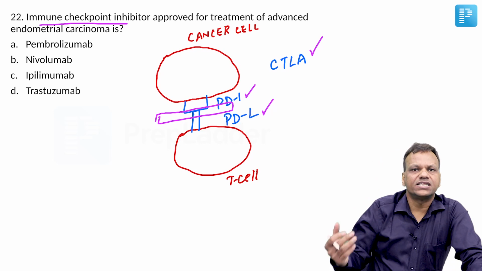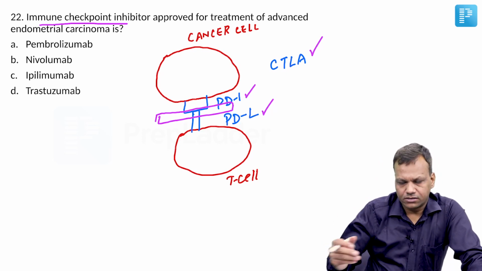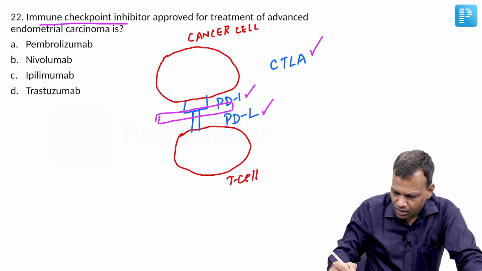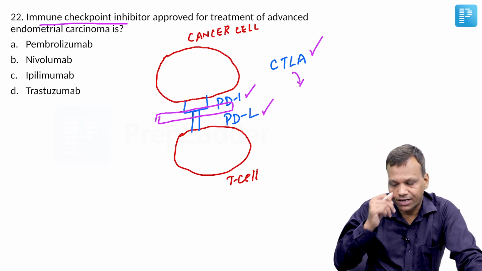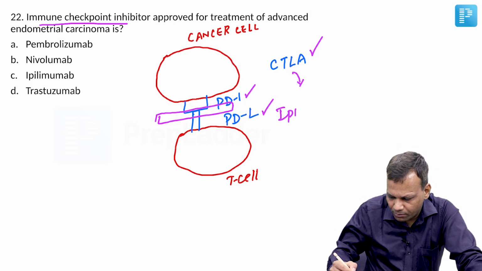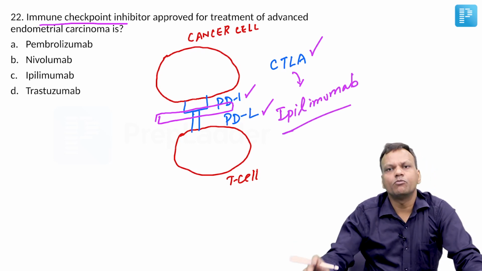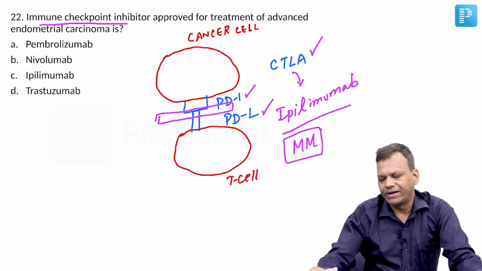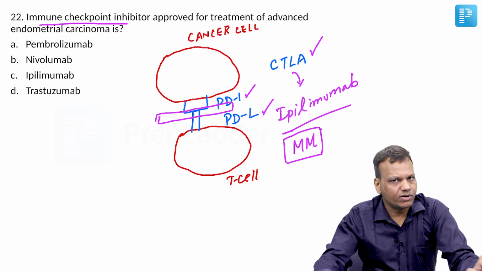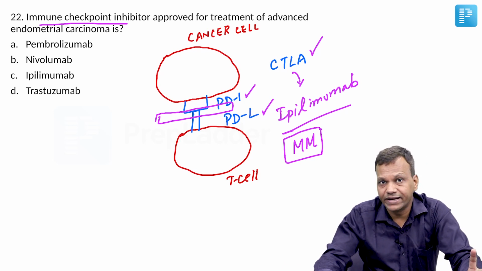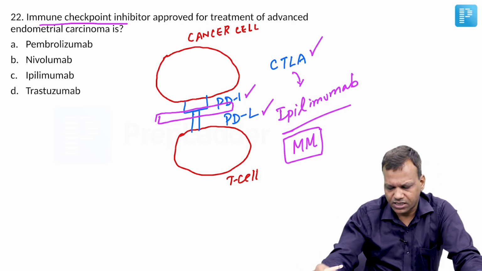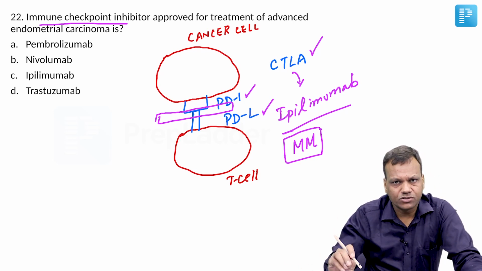Okay. So now which are these drugs which are against cytotoxic T lymphocyte antigen or against programmed death? Against CTLA we have only one drug, which is called ipilimumab. It is used in malignant melanoma. Remember, it is not multiple myeloma, it is malignant melanoma. Then we have plenty of drugs now, 6-7 drugs against programmed death receptors or ligands.